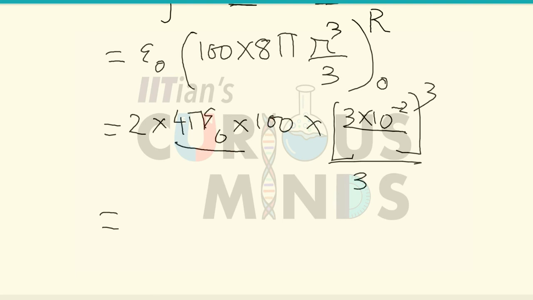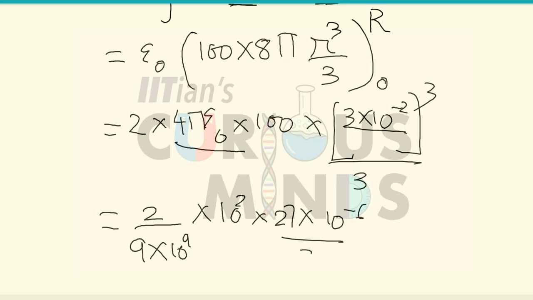Since 1 by 4 pi epsilon naught is equal to 9 into 10 raised to 9, 4 pi epsilon naught will be 1 upon 9 into 10 raised to 9. Into 10 raised to 2 into, over here, 27 into 10 raised to minus 6 divided by 3. If I cancel out these terms, 9, 27 and 3 get cancelled out. The total charge will be 2 into 10 raised to, when I take 10 raised to 9 in the numerator, minus 15 plus 2. So it will be equal to 10 raised to minus 13.